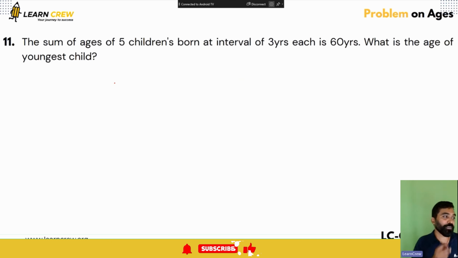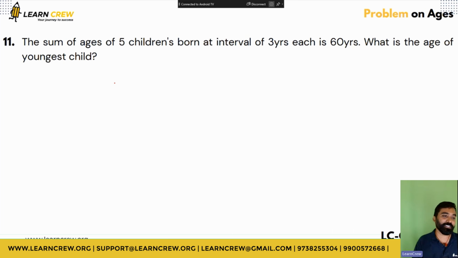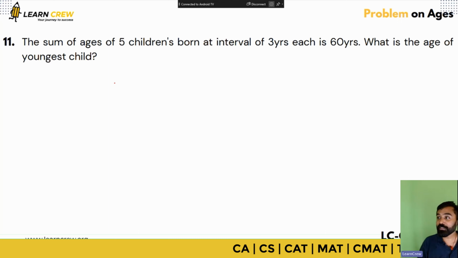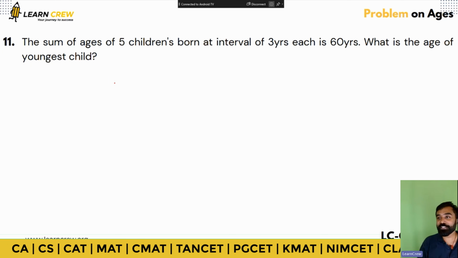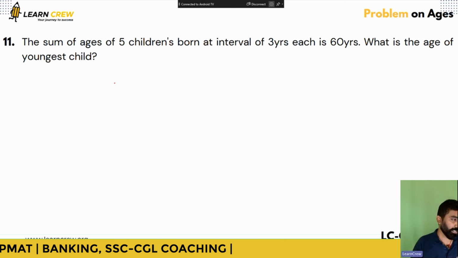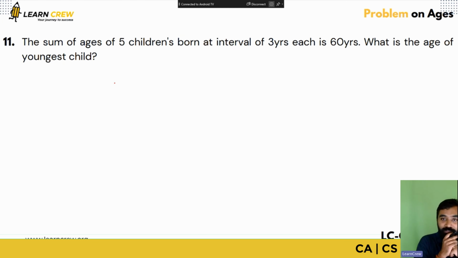Okay, the next question. The sum of ages of 5 children born at an interval of 3 years each is 60 years. What is the age of the youngest child? Let's do it. Surya will tell the answer. Yes, Surya. 4 years. Guys, only 30 seconds for each question. You cannot take a minute or 2 minutes on all marks. No one is taking it seriously. All are playful.